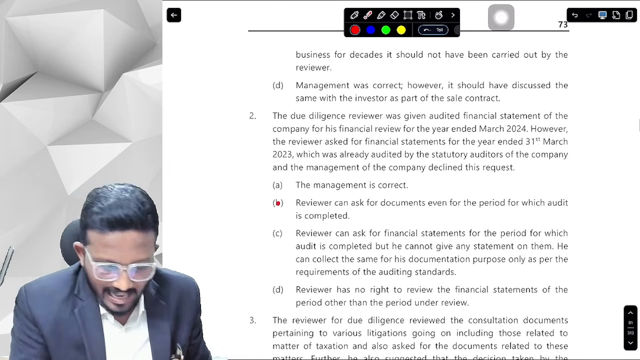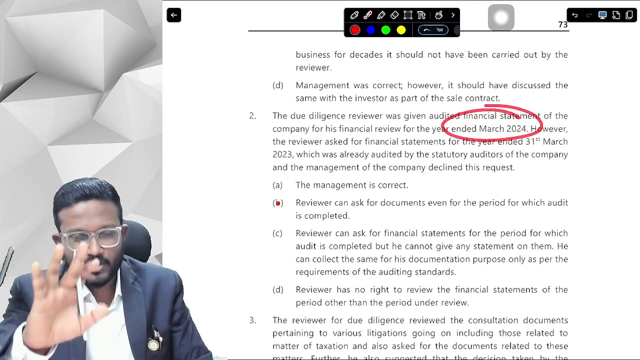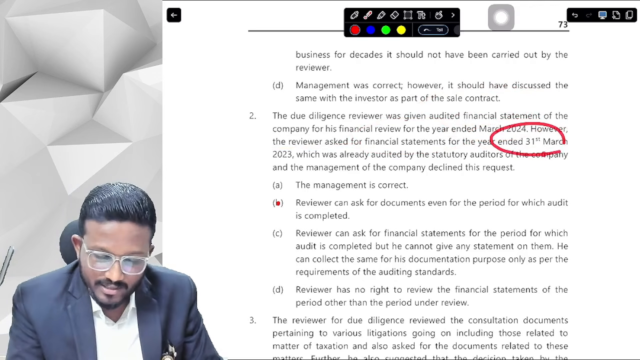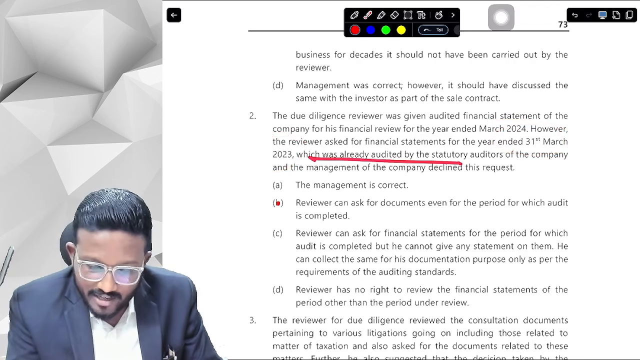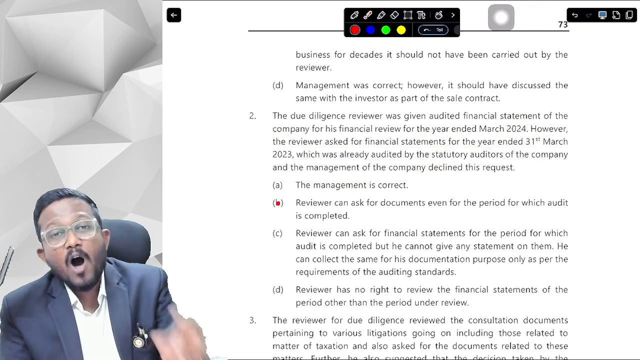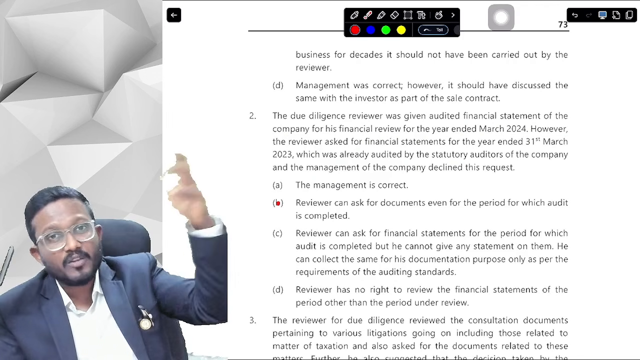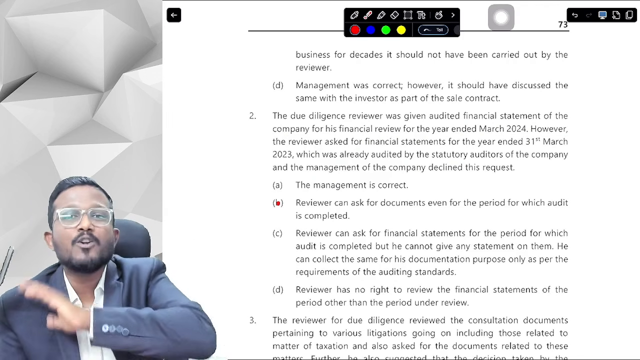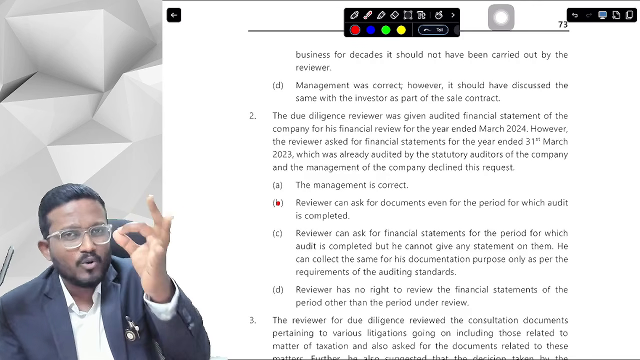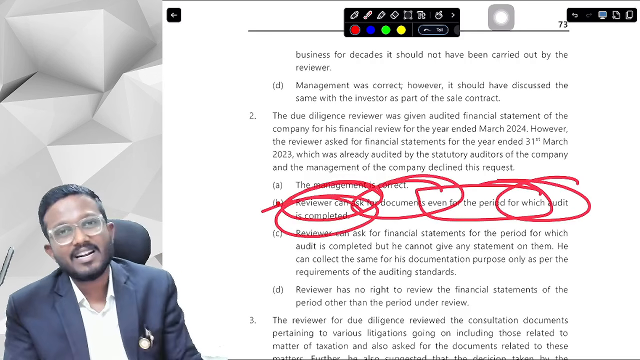Okay, yes, sir. Now here, the due diligence reviewer was given the audited financial statements for the year ended March 2024. However, the reviewer asked for the financial statements of 1 year before as well, which were already audited by the statutory auditors of the company, and management said we are not giving this to you. How can the management say that they are not giving the financial statements of the previous to previous year because that year was audited by the statutory auditor? I don't care. I am a due diligence reviewer. If I have asked for the financial statements, you will have to give me. So here it says the reviewer can ask for documents even for the period for which audit is completed. I don't care about it.